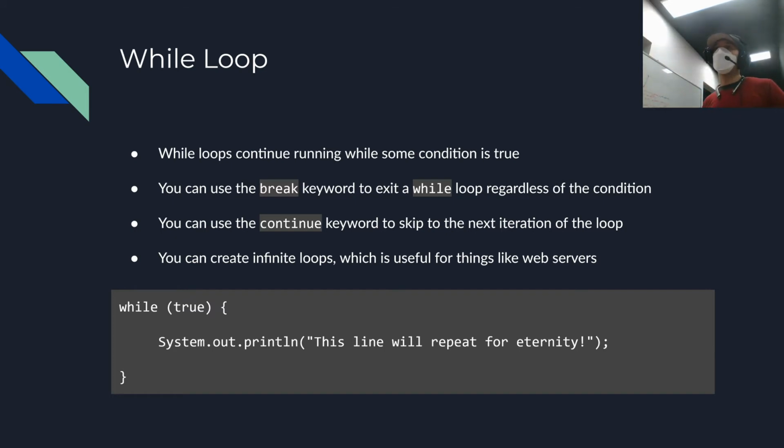Alternatively, if there's something happening in your while loop and you want to skip to the next run of it, you can use the continue keyword, okay? It's not used very often, but when you do need it, it's really helpful. Another thing is you can create infinite loops, loops that will run forever, which is good for things like web servers, and then you can stop them with a break whenever you're ready. However, be careful, because if a loop runs infinitely and you don't have a way to break out of it, your program's just going to keep running forever and ever, and you may not want that all the time.